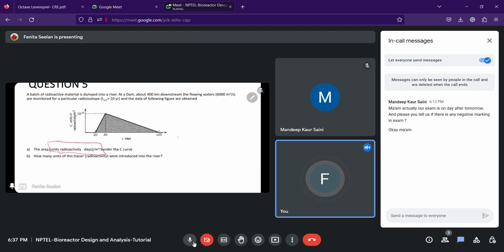So flow rate is already given, right? So how do we calculate the area under the curve? So base, your base is what? 125 minus 20 is your base, and your height is 10 power of minus 6.